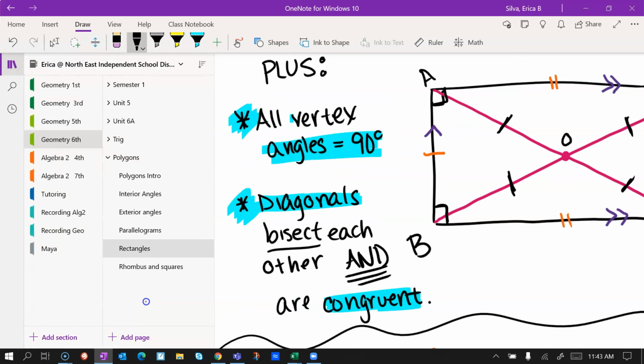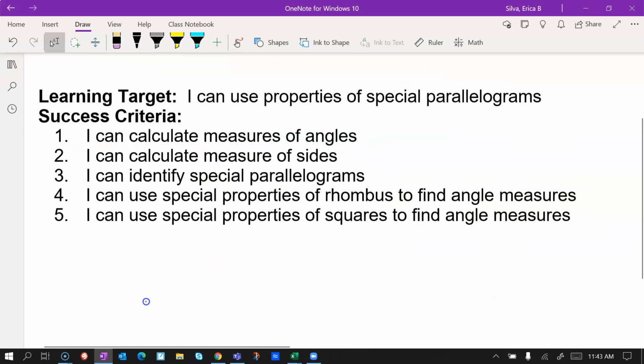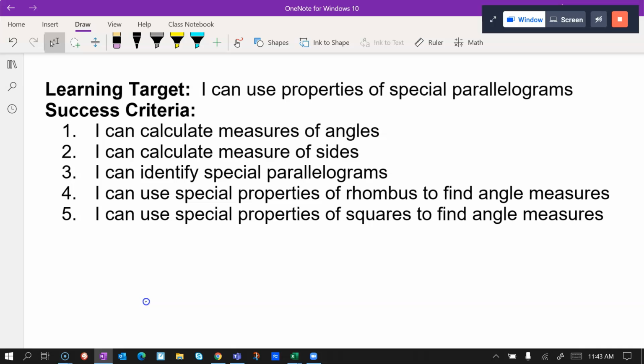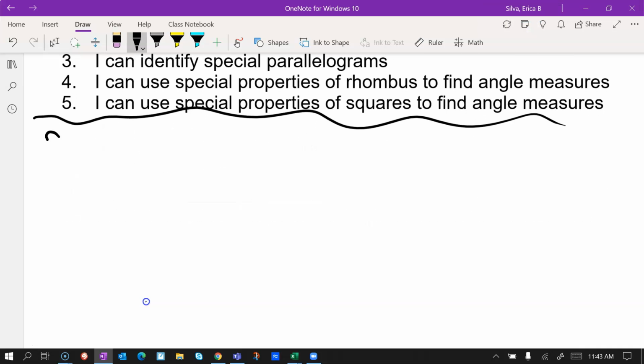All right, now let's look at squares and rhombuses. So again, we're going to be using the properties of special parallelograms to find the measurements of squares and rhombuses. We're going to start with squares.